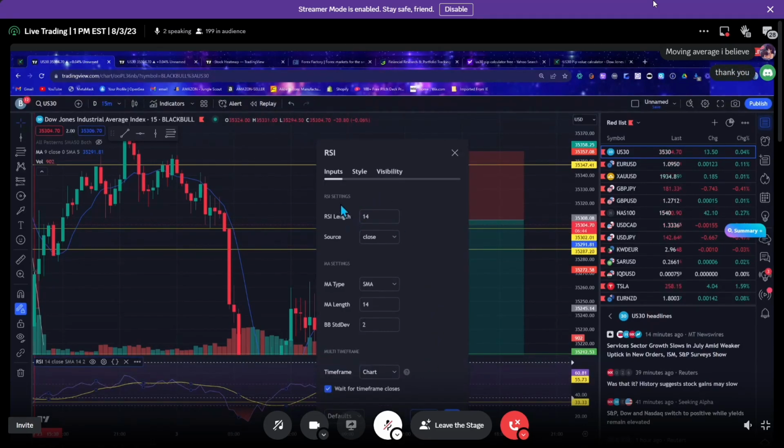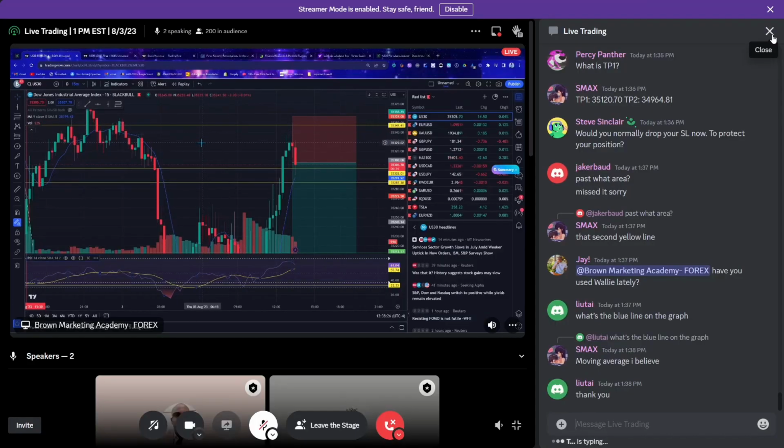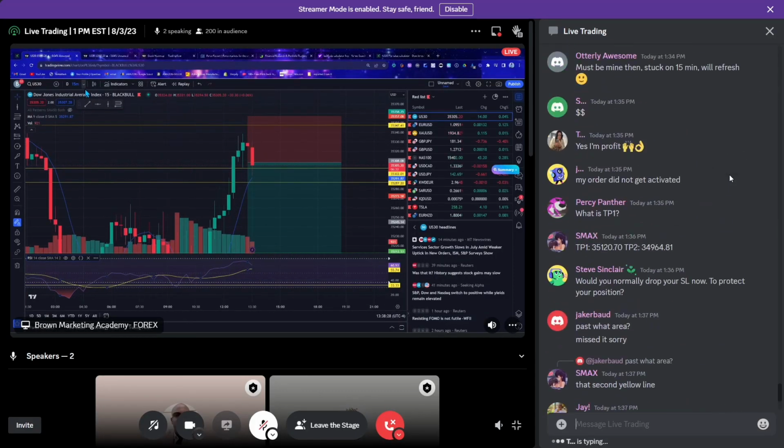And these are my levels. Moving average length 14 on the R side.